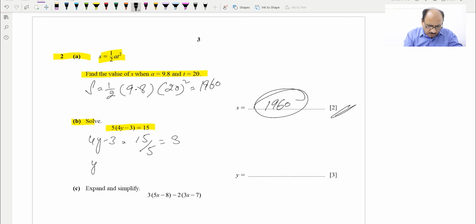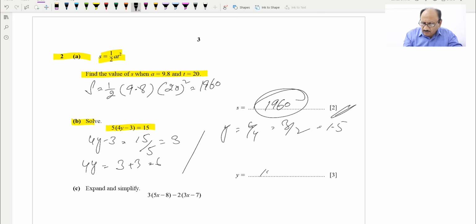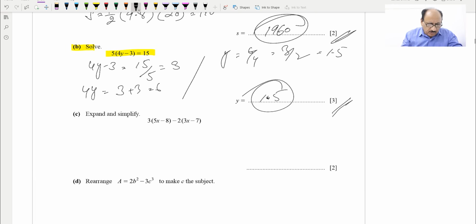So 4y is equal to 3 plus 3, which is equal to 6, and we can write y is equal to 6 by 4, which is equal to 3 by 2 or 1.5. So our answer will be 1.5, and this is for 3 marks. Hopefully you understood. These are very simple questions, and C part is expand and simplify.